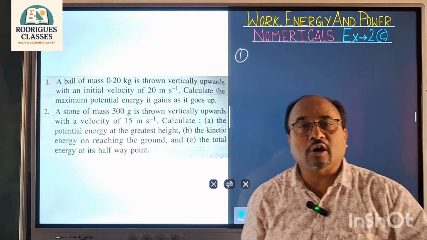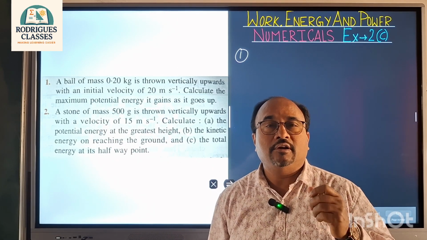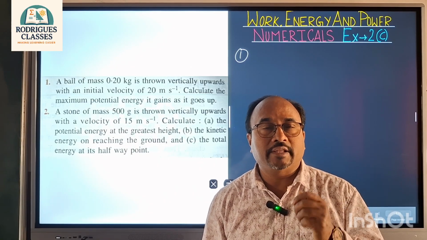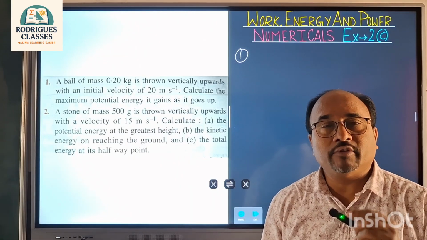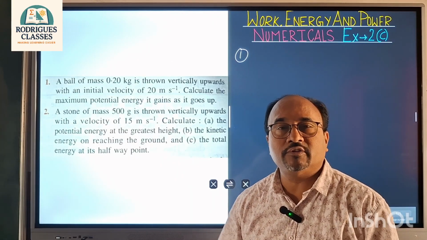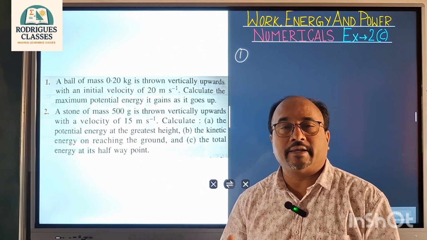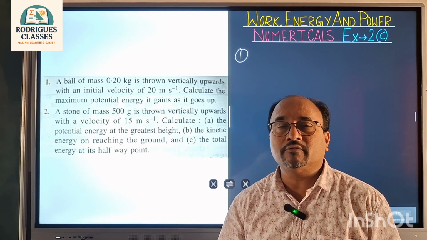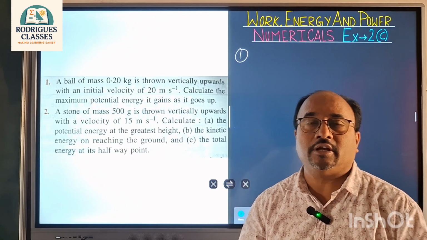Hello students, so now we come to the third and the last part of the numericals of this chapter, work, energy and power, that is the 2C exercise. Here we will be using the formulas which we have studied in the previous part of it. All the kinetic energy, potential energy will be used, but what you should remember here, we will be applying the law of conservation of mechanical energy a lot.